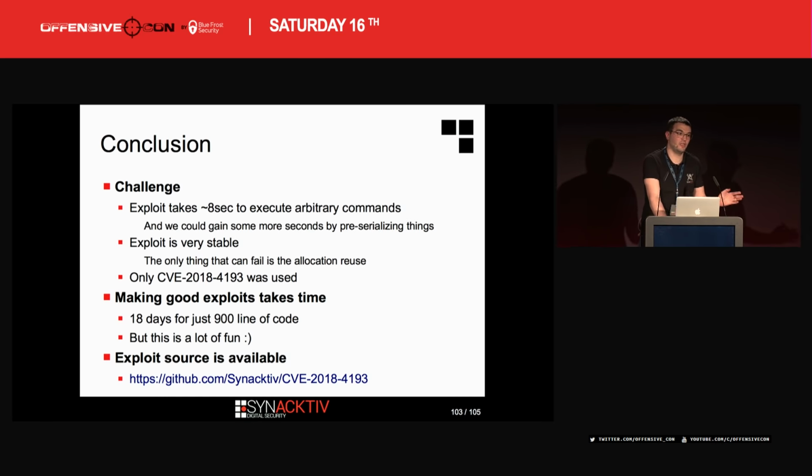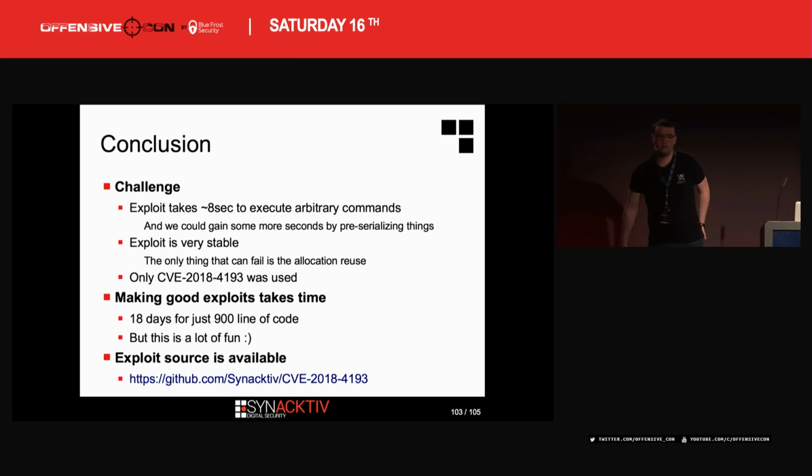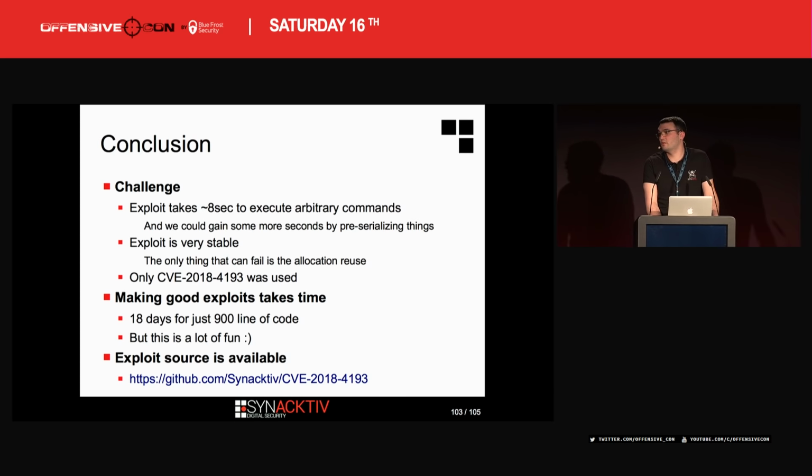Only one CVE was used. But it took quite a long time to get this exploit code working because I had to reverse quite a lot of different things. So it took 18 days to code just about 900 lines of code. But it was a lot of fun. The exploit source code is available. We tweeted it 2 or 3 days ago. So you're welcome to read it and reuse it and do whatever you want with it.